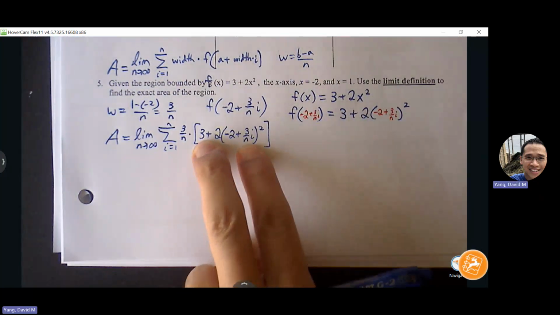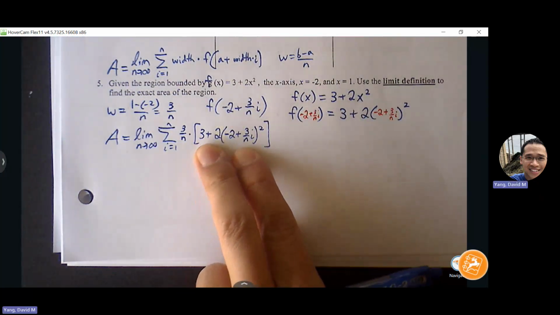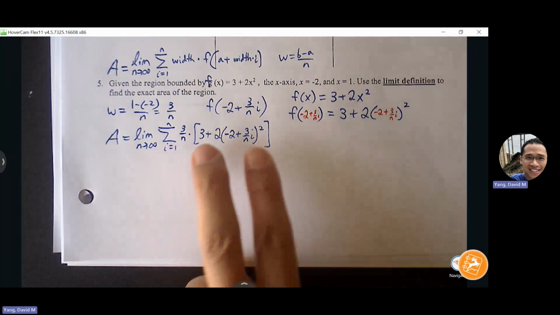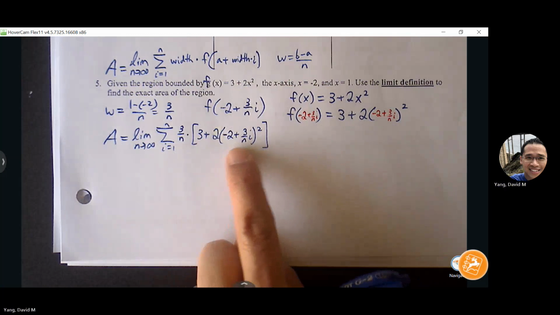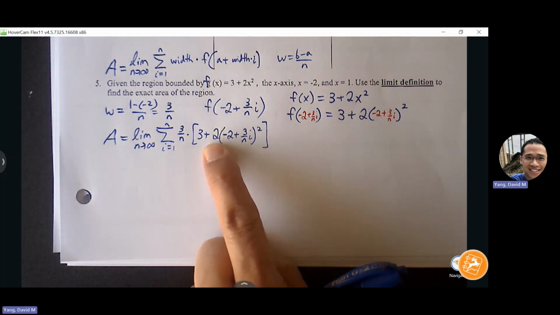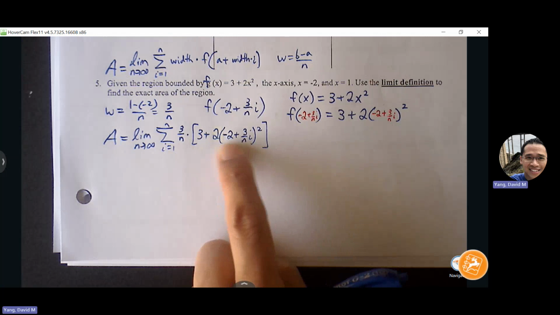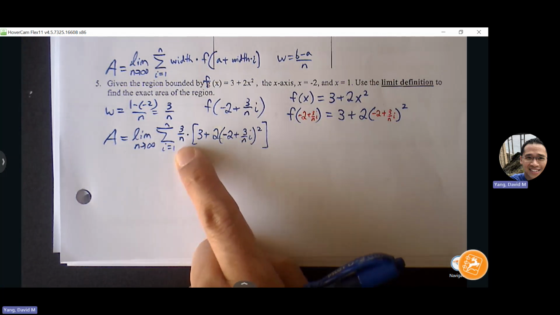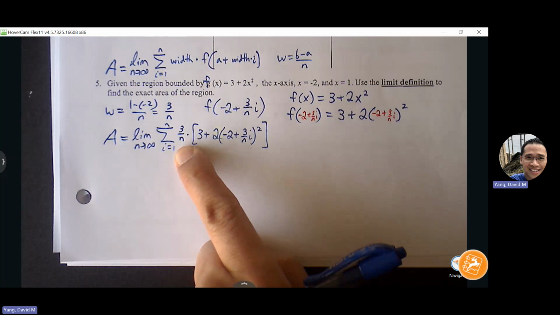Okay, so our initial effort is trying to get this cleaned up so that we can eventually work the width in. But let's just spend our time here because we have to FOIL this out, distribute the 2 through, and then combine with 3, combine like terms, and after all that is done, we can work in that 3 over n.